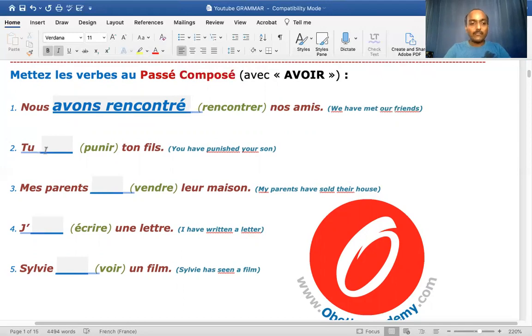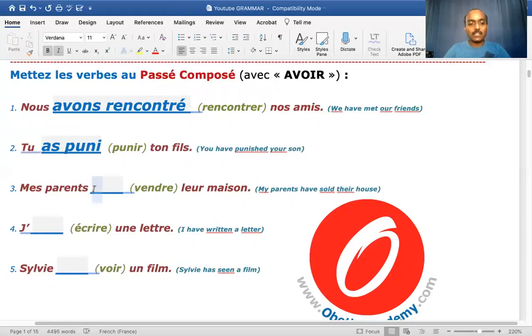Next one. The verb is punir. So when the subject is tu, the auxiliary verb avoir will be as, and the verb punir ends with ir, remove ir and put i. So finally you get tu as puni ton fils. You have punished your son.